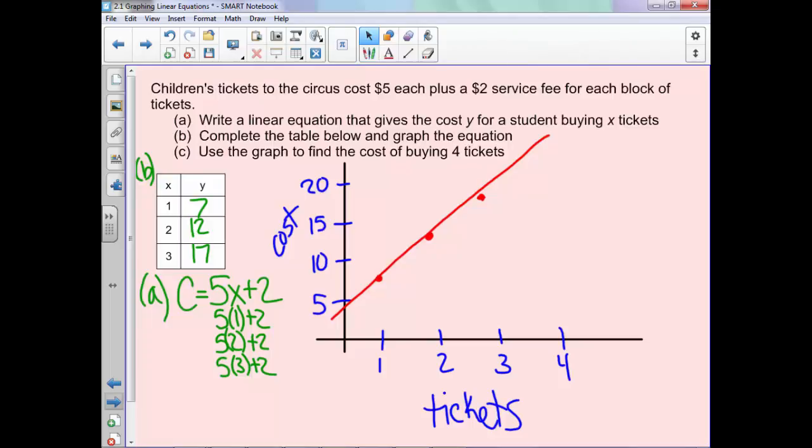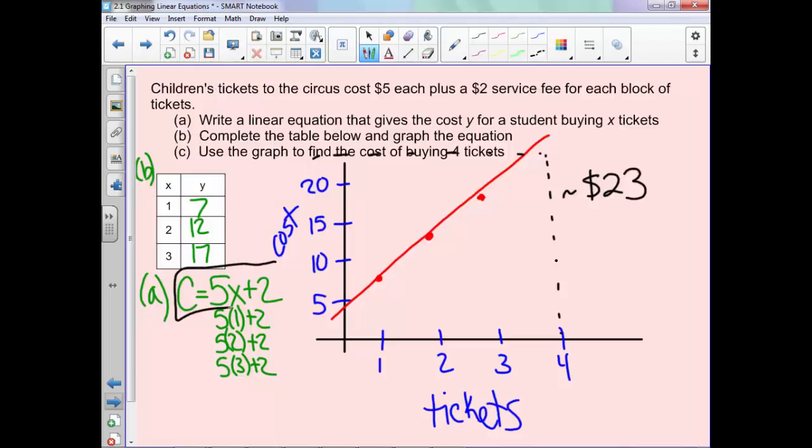So if we estimate for 4 tickets, it's going to be about $23. So 4 tickets would be approximately $23. And if we plugged 4 into our equation over here, notice we would get 5 times 4, which is 20, plus 2, so 22, which is close. So that's why we're estimating it with the graph.